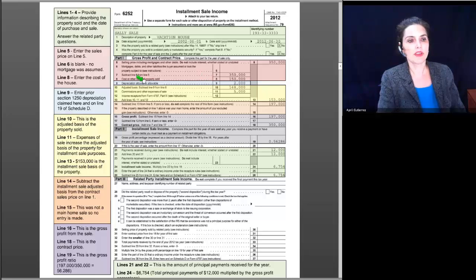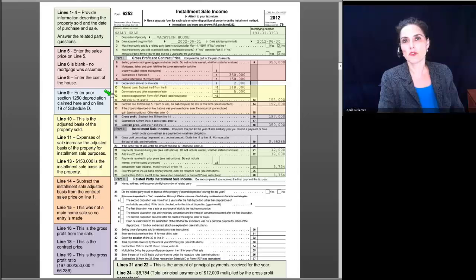Now line 9, we've highlighted in a bluish color. It kind of stands out because it wants you to enter depreciation that was allowed or allowable. Well, if you go in and read the instructions for Form 6252, it can be a little bit confusing about what's the difference between the amount you enter on line 9, depreciation allowed or allowable, and this other amount you come down here to on income recapture, line 12: income recapture from Form 4797, Part 3. See the instructions. What's the difference between these two lines?